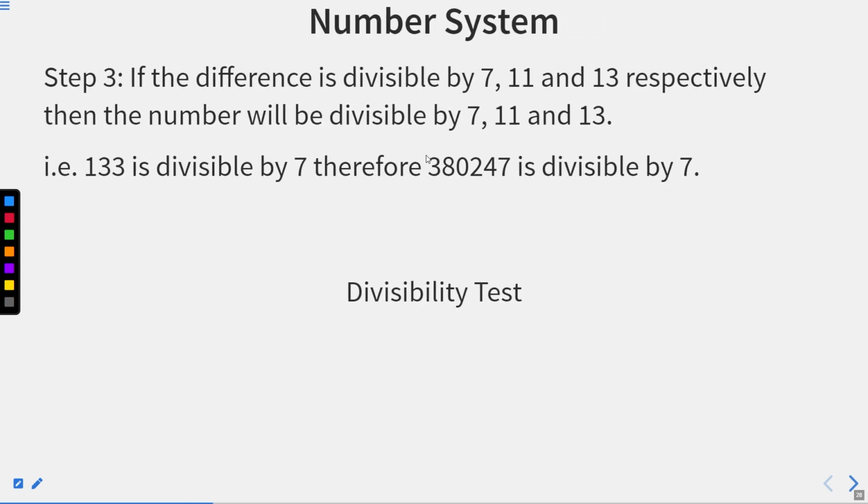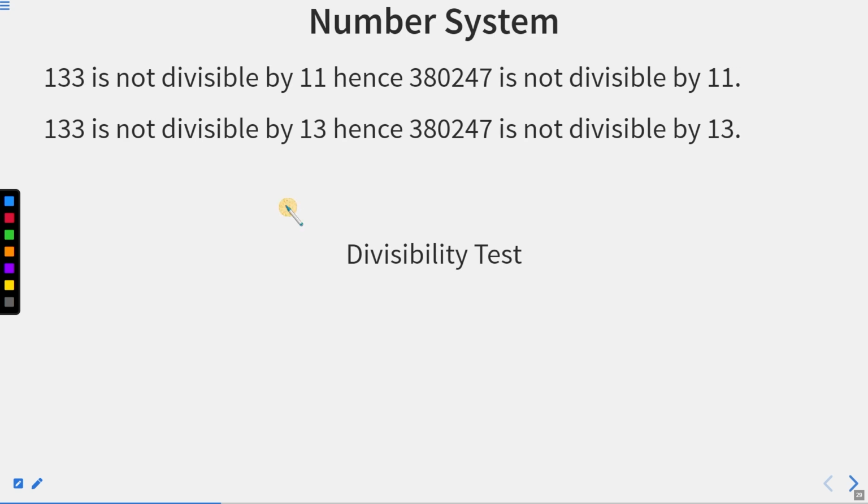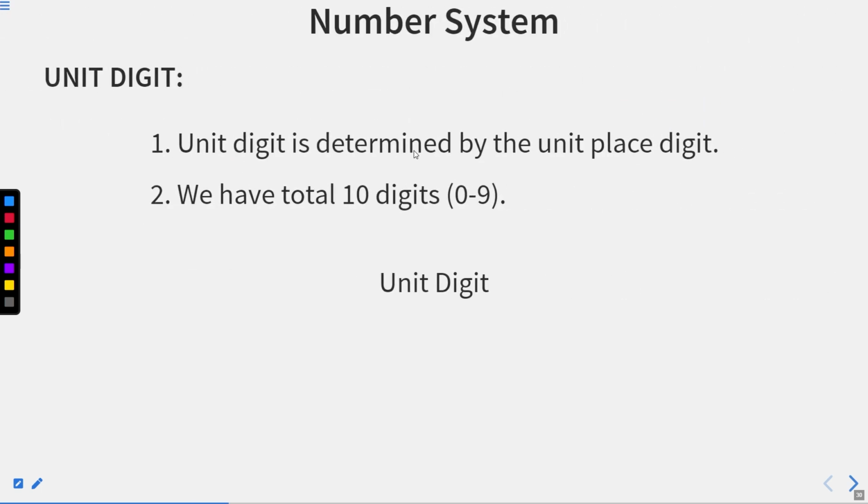In the next step, check if the difference is divisible by 7, 11 or 13. If it is divisible by 7, then the original number will be divisible by 7. Since 133 is divisible by 7, the original number given to us is divisible by 7. And 133 is not divisible by 11, so the original number is not going to be divisible by 11. The same goes for 13 as well.